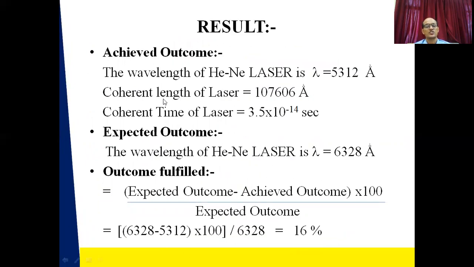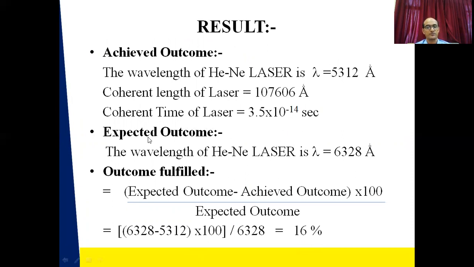Result. Achieved outcome. The wavelength of helium neon laser is 5312 angstrom. Coherent length of laser is 107606 angstrom. Coherent time of laser is 3.5 into 10 to the power minus 14 seconds.